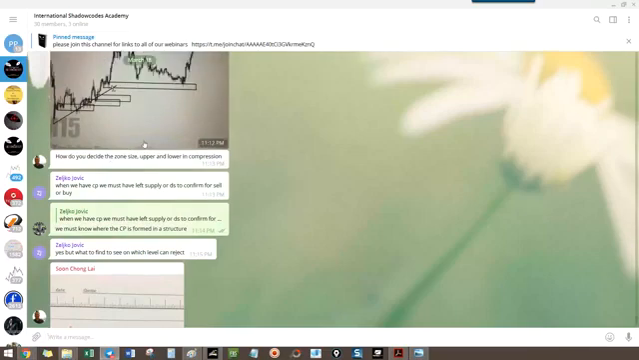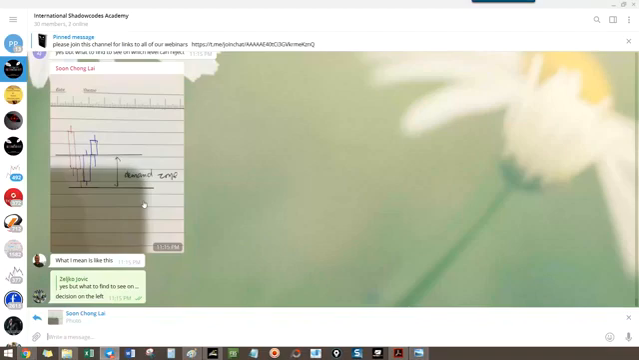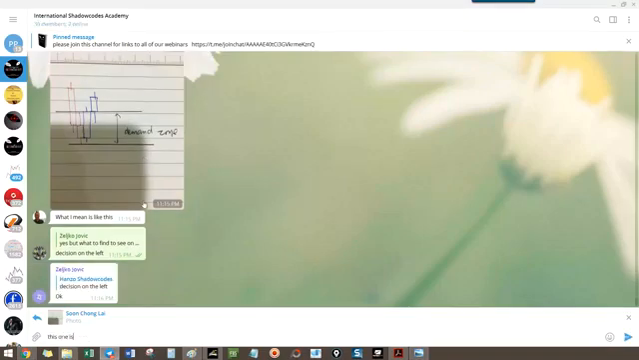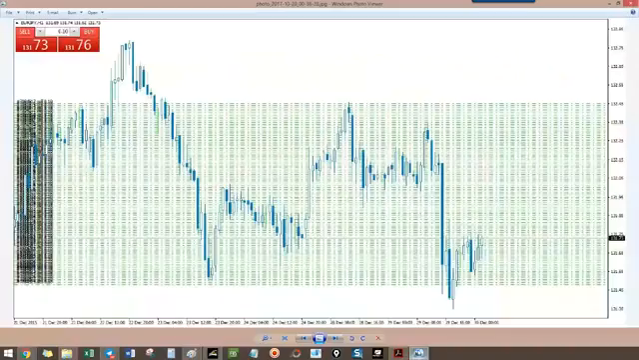How do you decide the zone, side, upper or lower in compression? Oh, okay. This one is correct. Okay, let's see here.